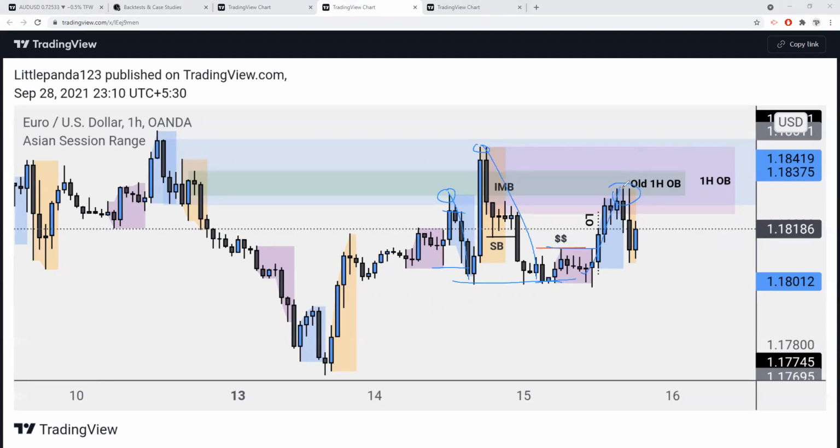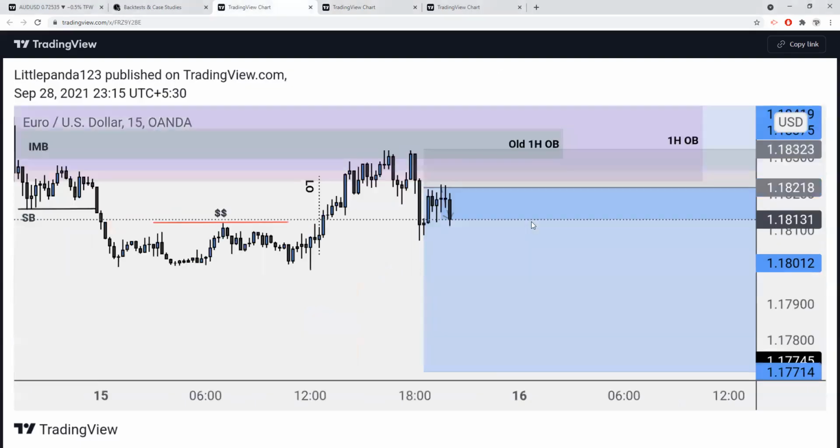Asian liquidity, London manipulation, New York should pump down. Let's see if it did. Okay, 15-minute setup, really nice. The only thing that I don't like is, yeah, it's slightly flat, looks like a double top, but of course we broke structure lower and we pull back for retest.